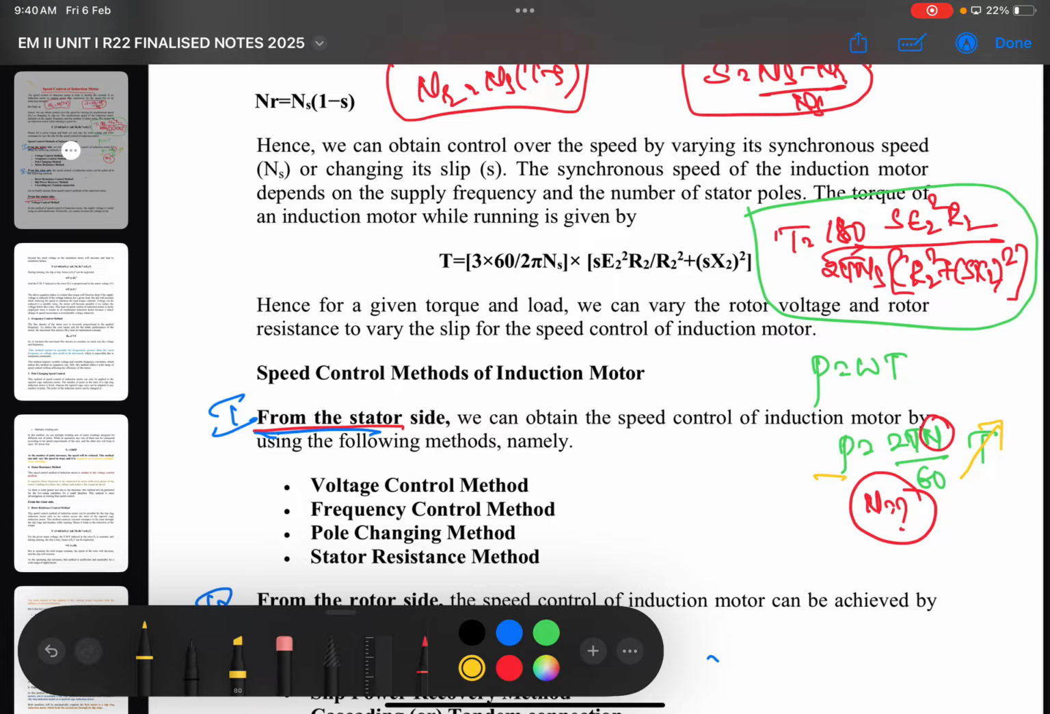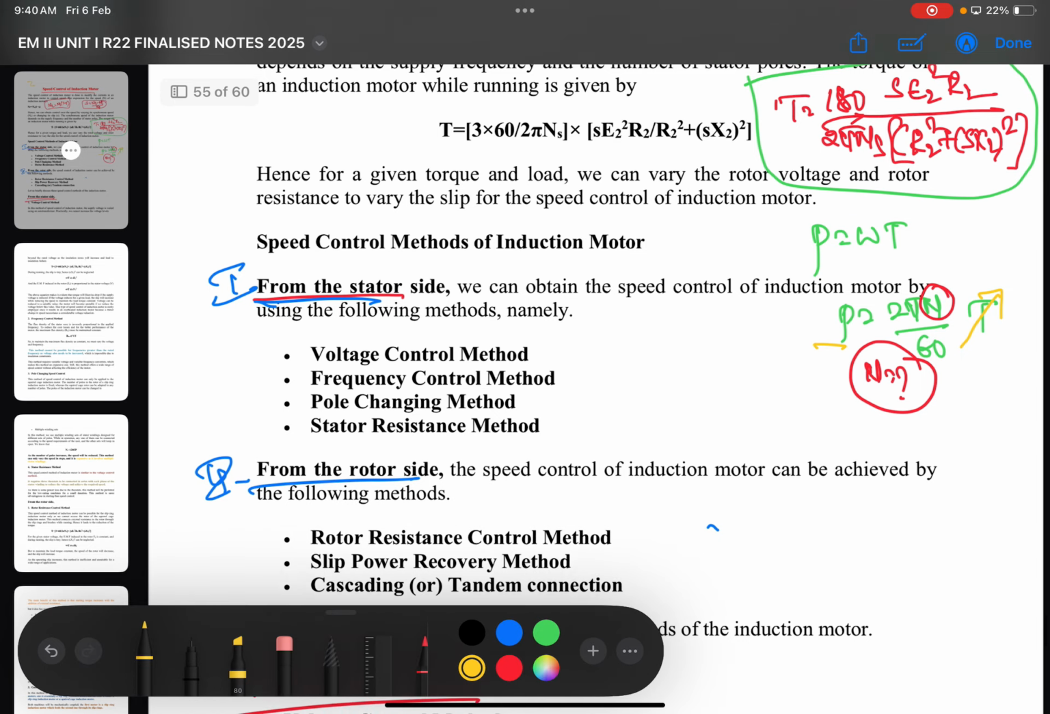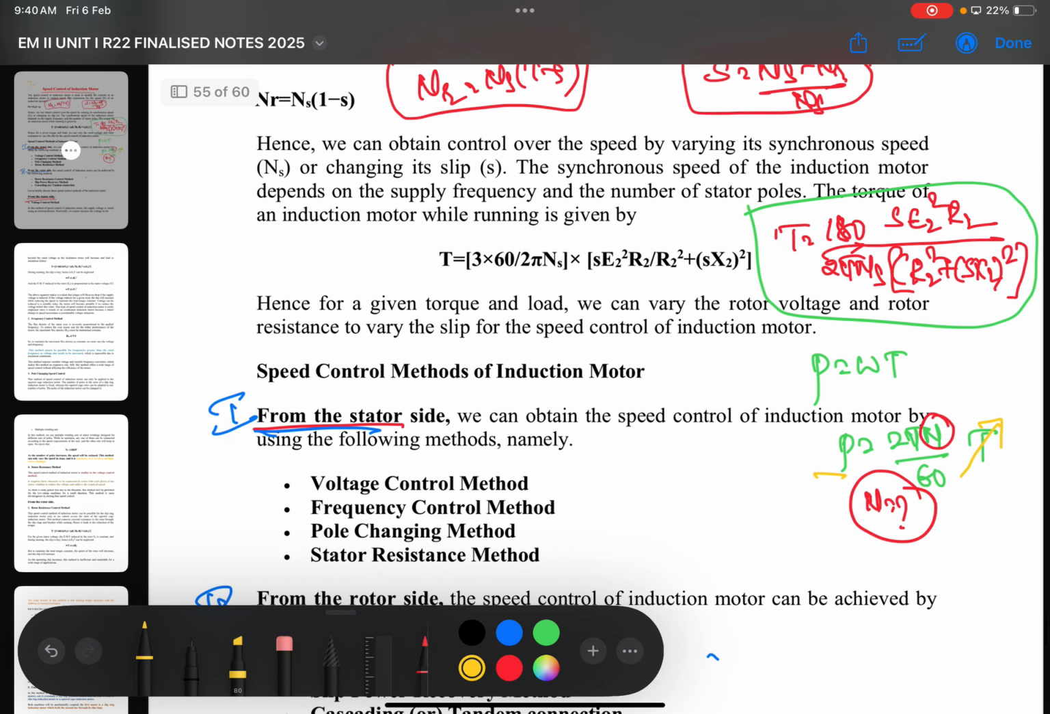Or else we have the torque versus slip characteristics. When torque changes, slip changes. When slip changes, speed changes, as we have the formula nr equals ns into (1 minus s). So speed changes here.